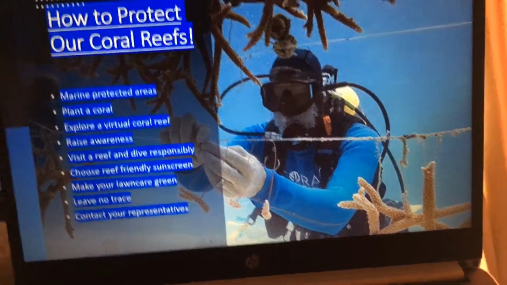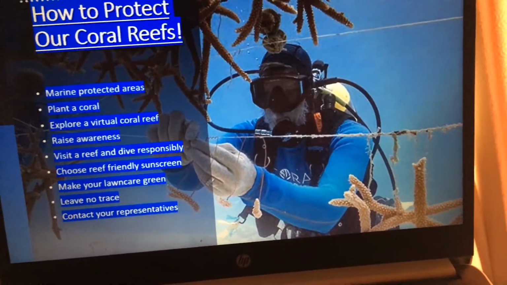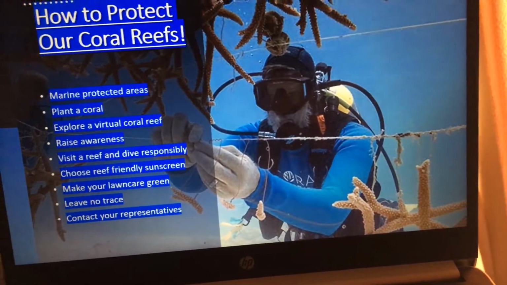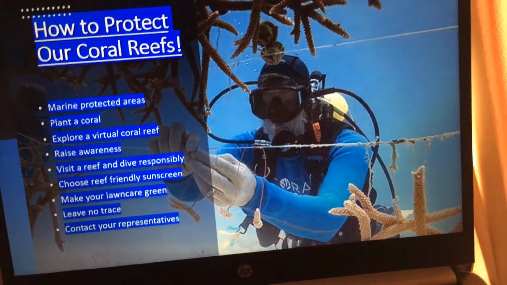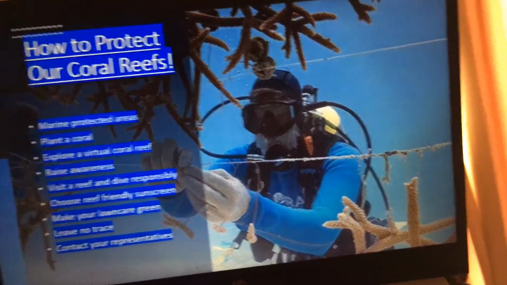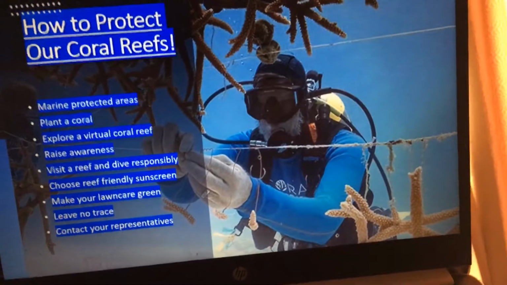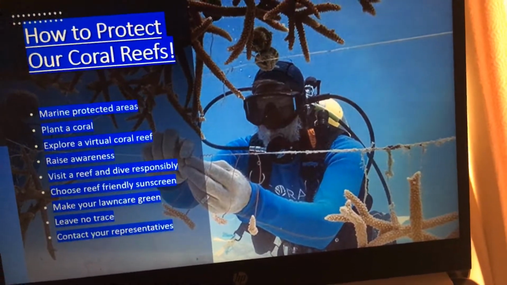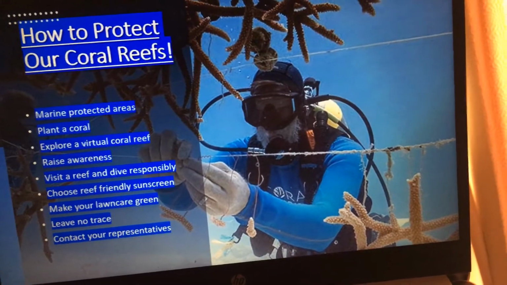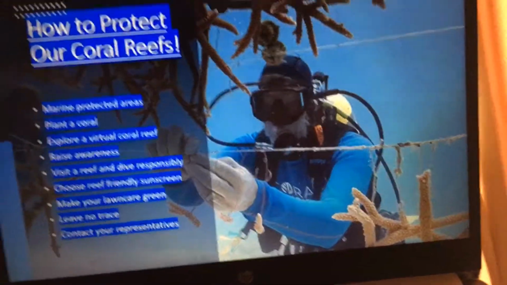There are marine protected areas where you can't visit the coral reefs, you can't fish there, to just try to keep them alive. We're also planting corals. When coral reefs die, we're having people go and take coral that hasn't died yet and start planting it in other places to start a new reef. Explore a virtual reef instead of going there. Look at it up close virtually, just to protect them more and raise awareness.